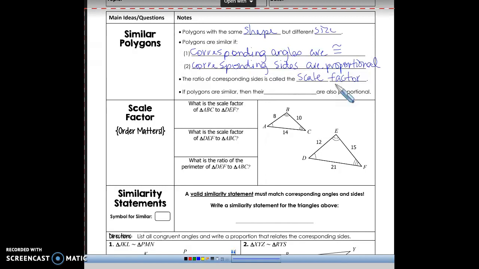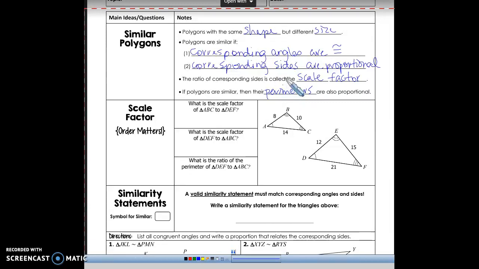So if polygons are similar, then there's a property about their perimeters. Then their perimeters are proportional. Now, what is a perimeter? That's when you add up all the sides.